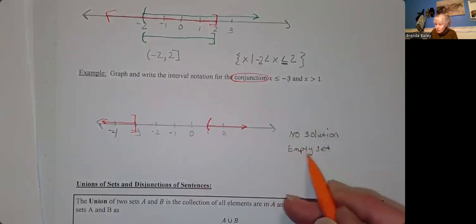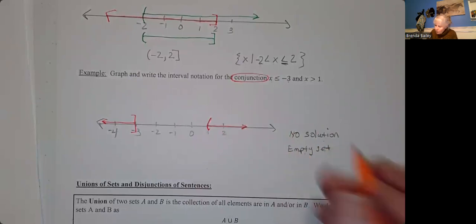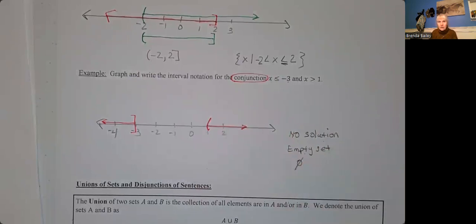There is no solution in the solution set, it's empty. Or you could use the symbol, empty set. So they have nothing in common. These two graphs have no section that is in common. And so you would have the empty set or no solution.